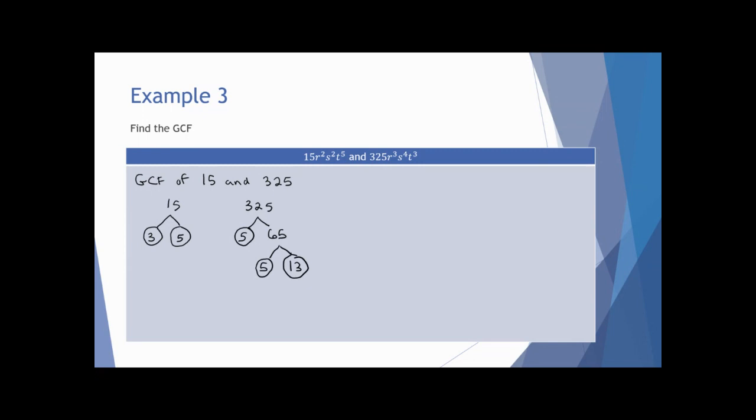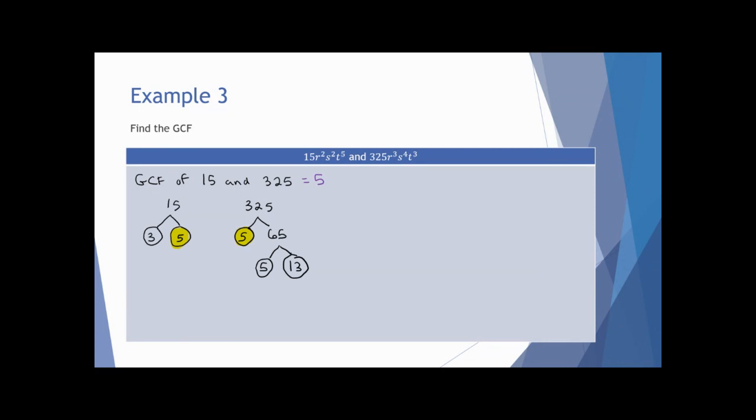So now that I've made my factor tree, I want to highlight what they both have in common. So I have a 5 and a 5. But that's the only thing they have in common because I have to match them up. While there is another 5 in 325, I don't have a 5 on the 15 part to match it up with, because you have to do it in pairs. So the only thing that they have in common is 5. That means the GCF of 15 and 325 is 5. That's the only thing they have in common.